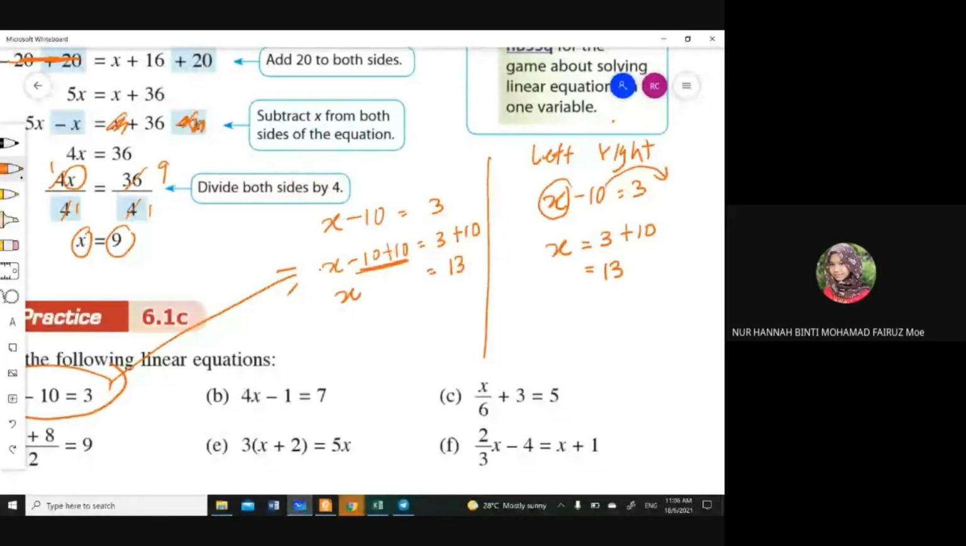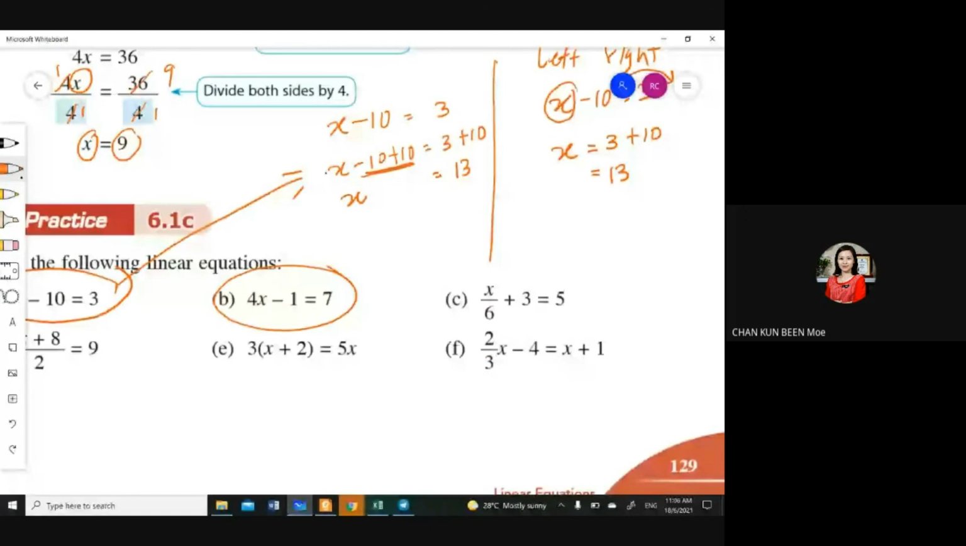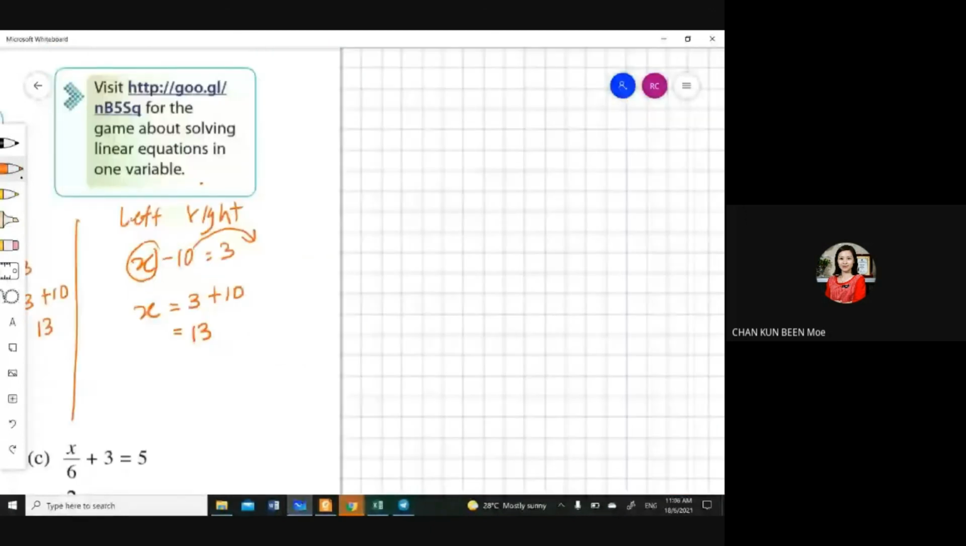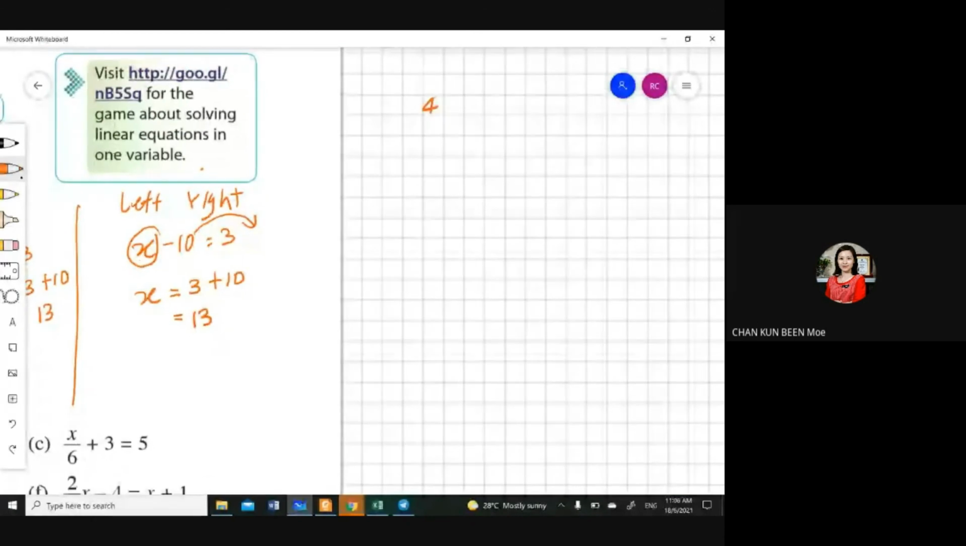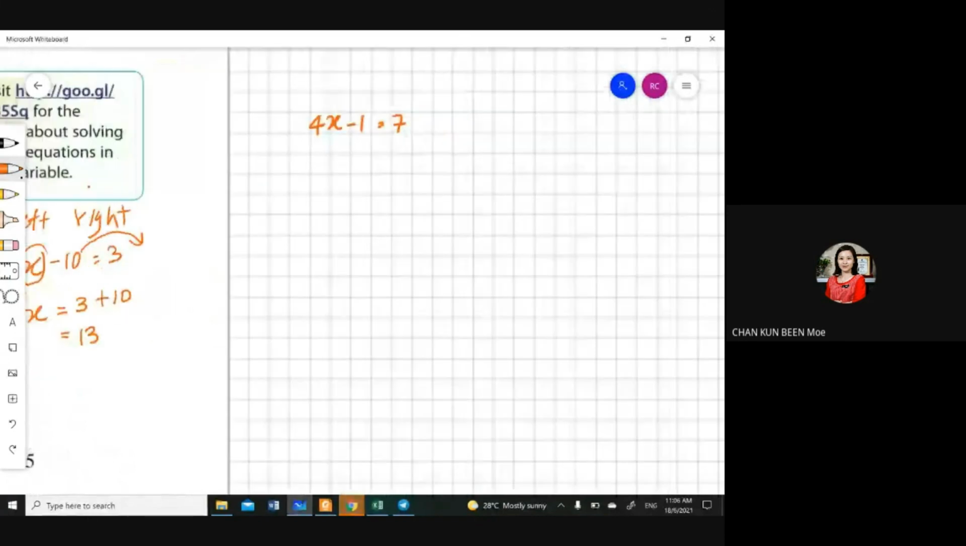Okay, I'm going to try another question with you. 4x minus 1 equal to 7, so that you understand. 4x minus 1 equal to 7, so I write down. I'm going to use the application of equality concept first. So from here, which one should we eliminate first? Which one? Negative 1. Very good, because we need to get the value of x here, so we need to keep this.